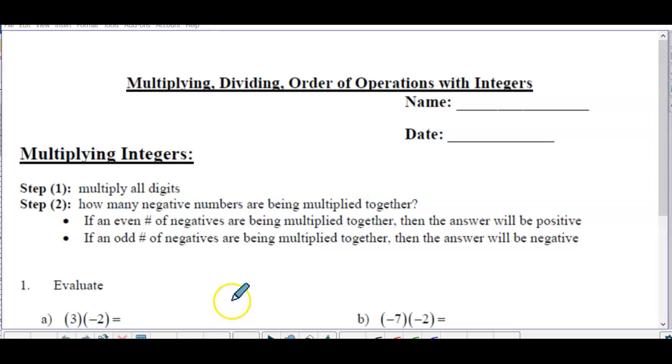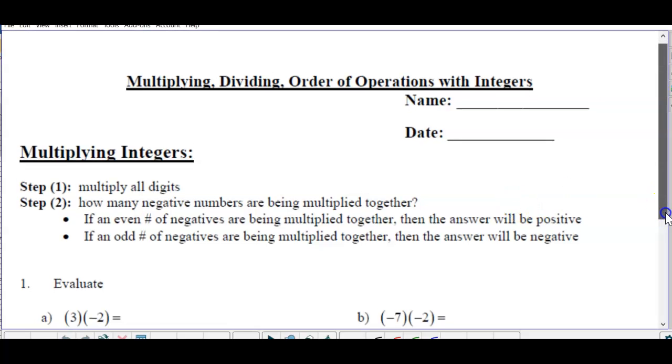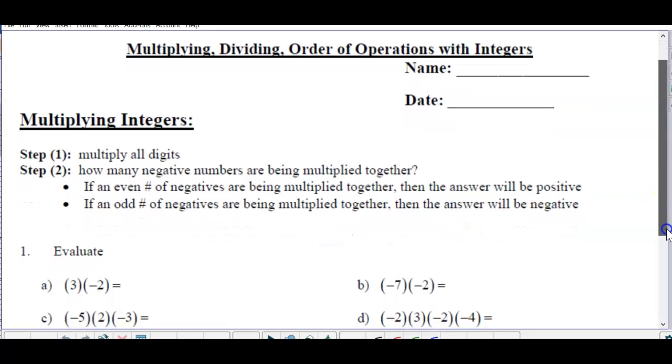Multiplying, dividing, order of operations with integers. So we've already done adding and subtracting, so this is putting it all together, basically.